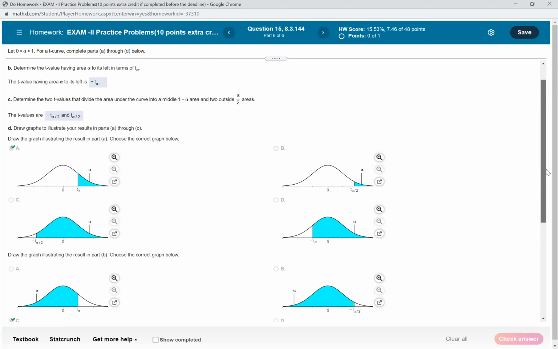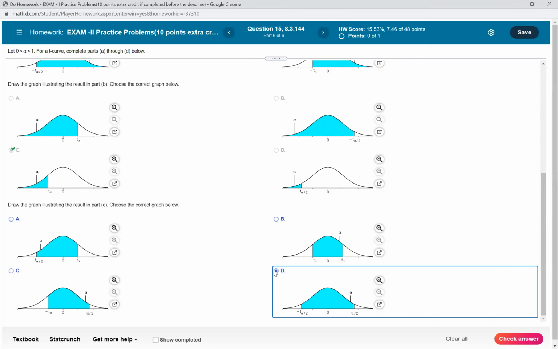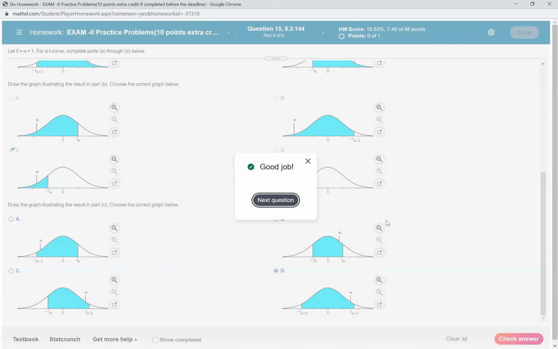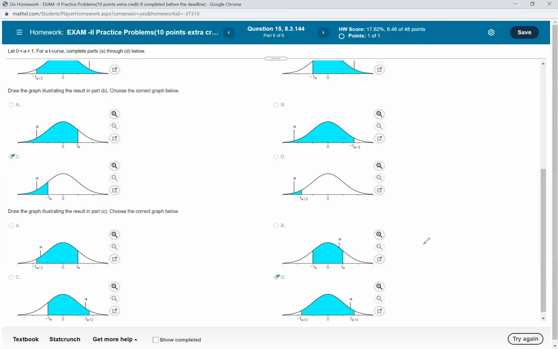Okay, so what is part C? Determine the two T values that divide the area under the curve into a middle 1 minus alpha. So in the middle, we have 1 minus alpha. Actually, this is not correct. This area is not alpha, it should be 1 minus alpha. Let's see what happened. Yeah, they said this is correct, but the way they constructed the graph, this is not correct actually. This is an incorrect graph. I can show you. It should be actually like this.